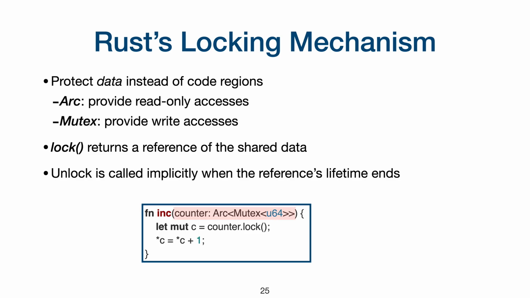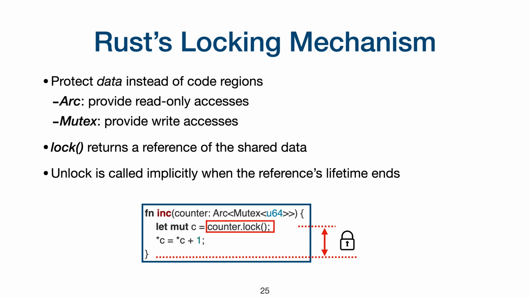To safely share a variable across threads in Rust, the variable must be declared with both Arc and Mutex. Arc tracks the lifetime of a variable and provides read-only accesses to threads. Mutex provides write access. In this example, when mutex lock is called, a reference of the protected variable is returned and it can be used to access a variable. When the lifetime of the reference ends, unlock is automatically called by the Rust compiler, so Rust lifetime rules determine when unlock is called.